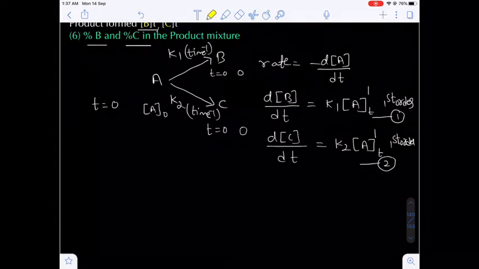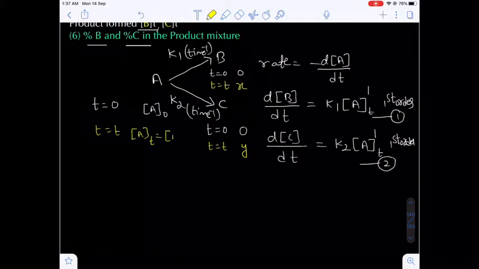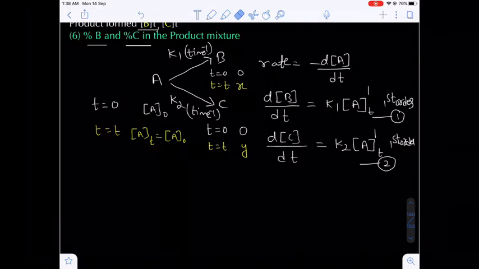Let's suppose at a time interval t, x moles of B is formed, and at the same time interval t, let's suppose y moles of C is forming. Then how many moles of reactant will be left? That will be the total number of moles, A naught minus (x plus y). Are you getting my point?